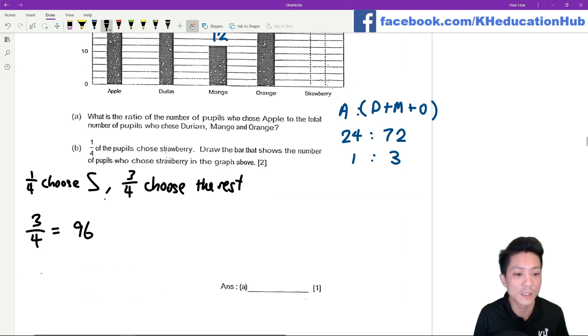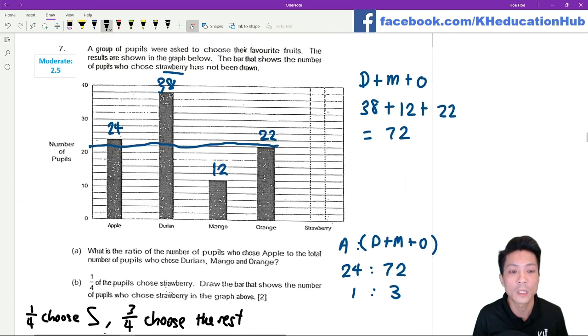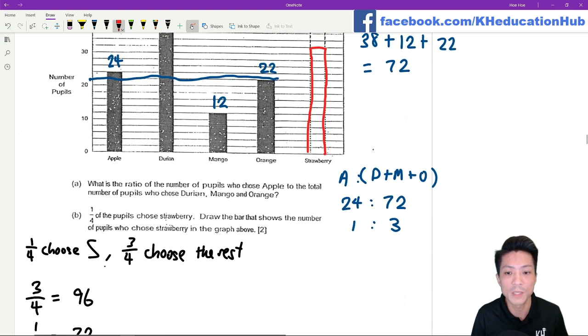3/4 is equal to 96, which means that a quarter would be 96 divided by 3, which is 32. I need to draw 32. Draw the bar that shows the number of pupils who chose strawberry. 32 would be here. This is for part B.